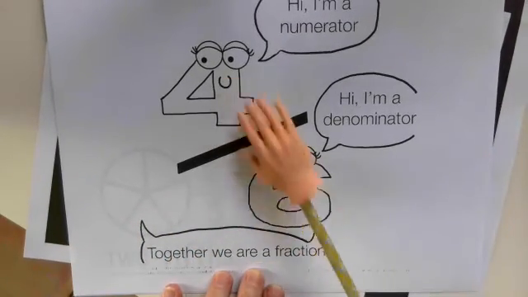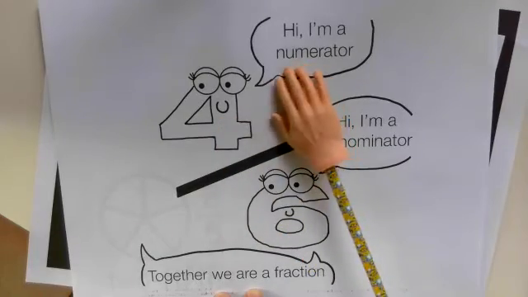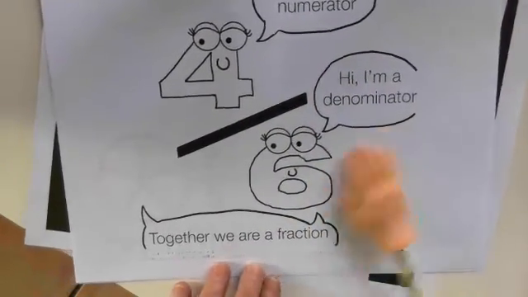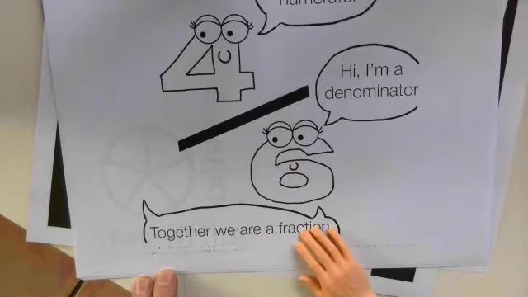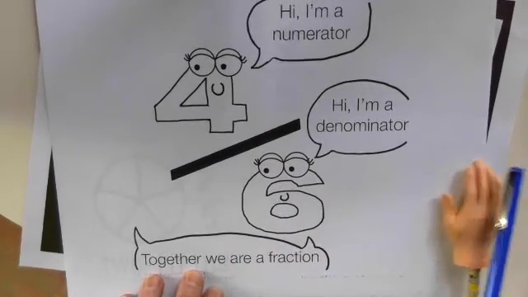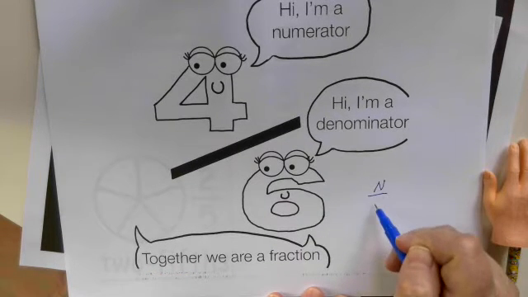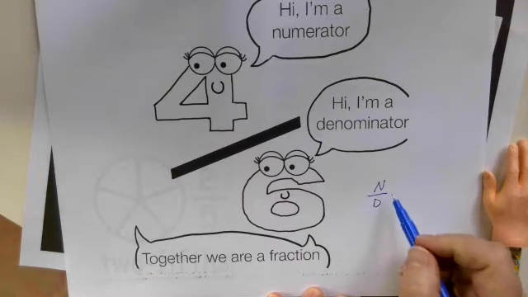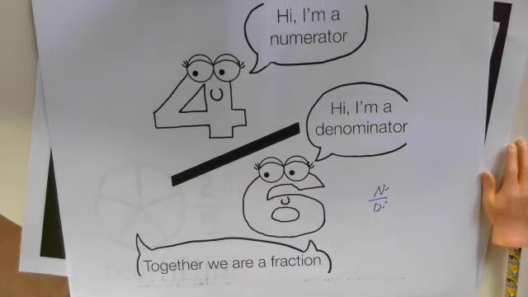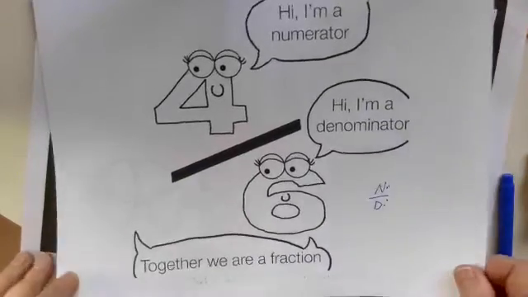You can see here we have 4/6. And the top number is going, hi, I'm a numerator. And the bottom number is saying, hi, I'm a denominator. Together we're a fraction. Remember I used Ms. Power's old trick about that? She always remembered the terms by saying Notre Dame, numerator, denominator. That has come in handy over the years. Yay, Ms. Powers.